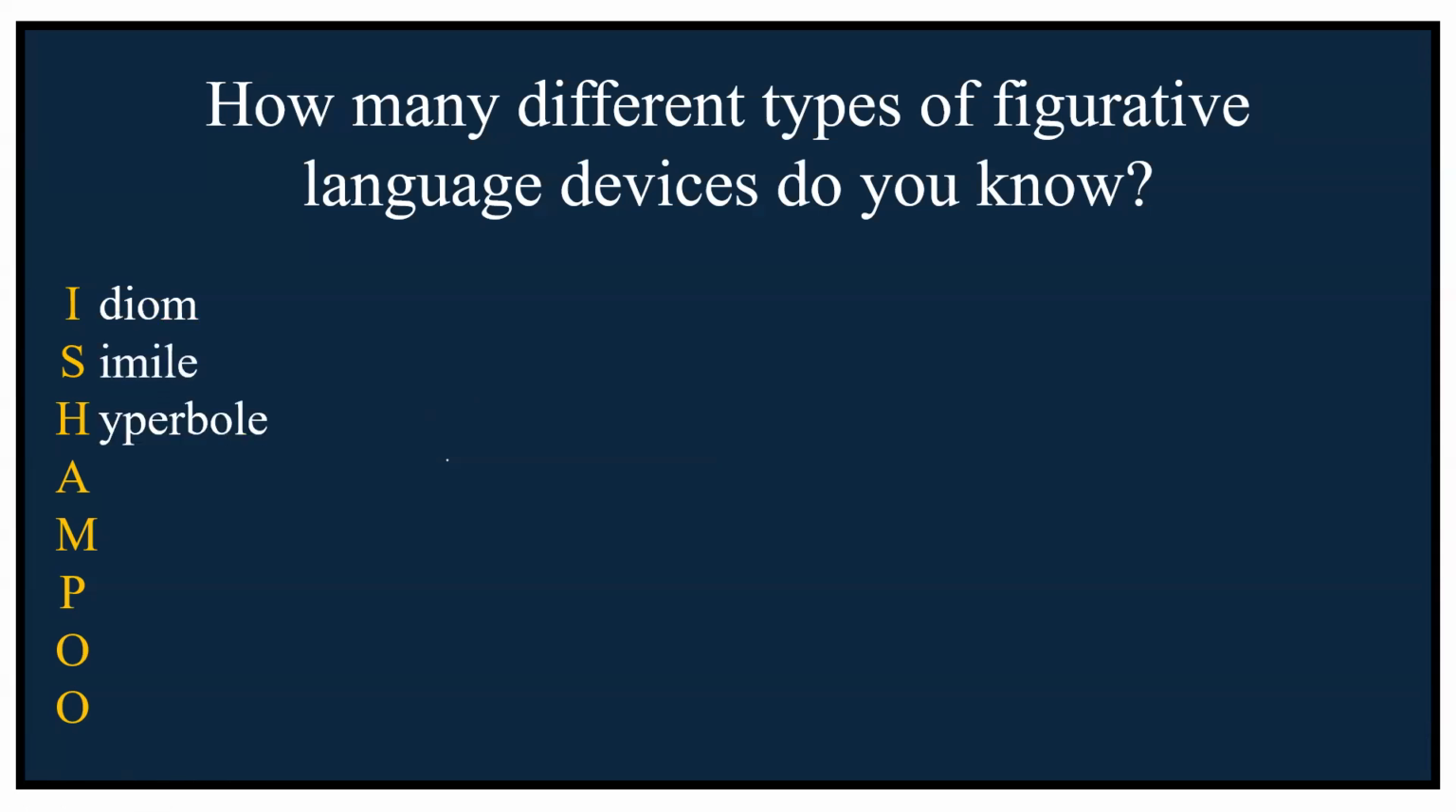Okay. Oops. I've got out of control. I've just shown you two. Okay. H is for hyperbole. A is for alliteration. Sorry, guys. Let's go to Jacob. Jacob, what does M stand for? Metaphor. Good. It does indeed.